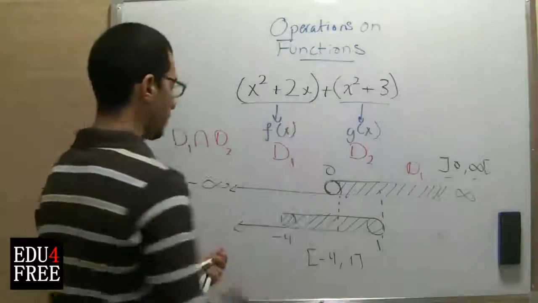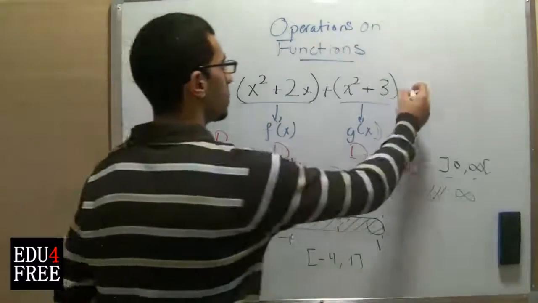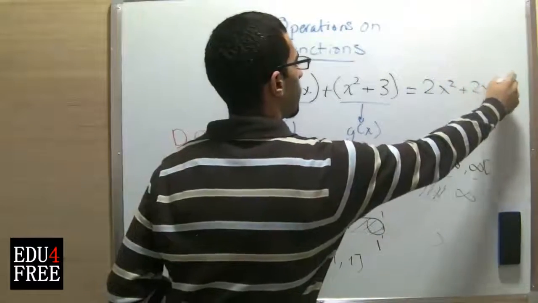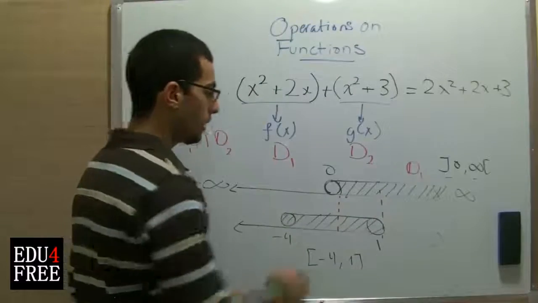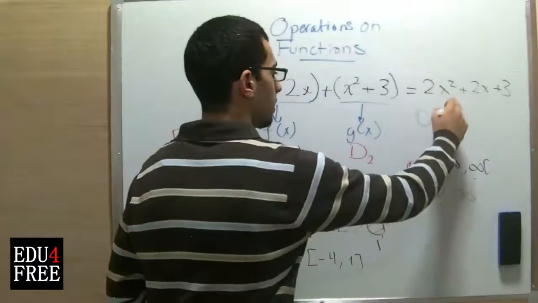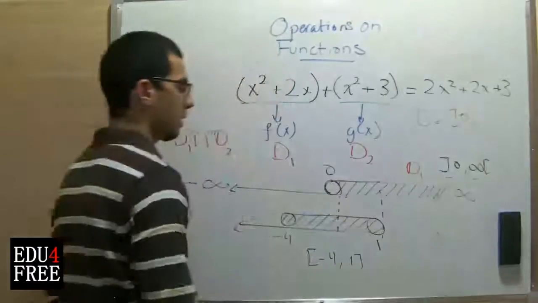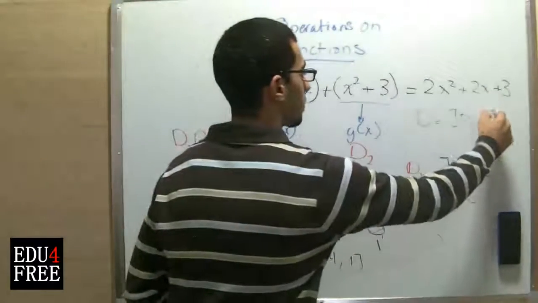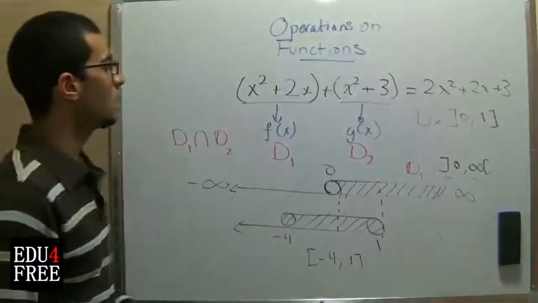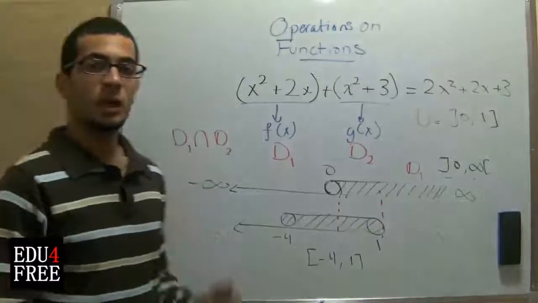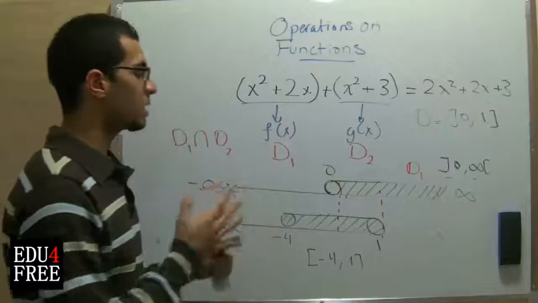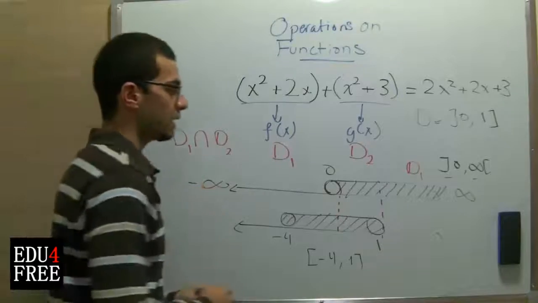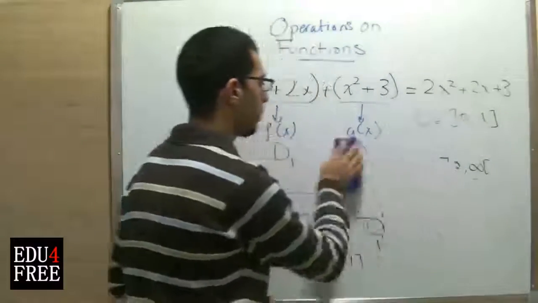Now the result here will be x to the power 2 plus 2x plus x to the power 2 plus 3, which is 2x to the power 2 plus 2x plus 3, and the domain will be from open 0 to closed 1. This will be our domain. This is the rule for addition, subtraction, and multiplication. There is a little difference in division, and we will know why.